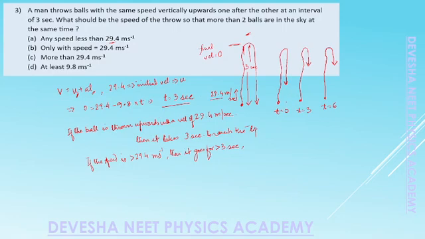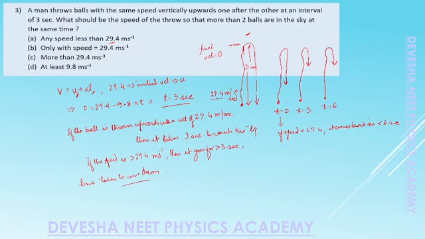Or rather, let's take this: if I'm throwing at less than 29.4, if the speed is less than 29.4, it means it comes back in less than 6 seconds, right? Now you might think that okay, we talked only about the speed of the ascent, right? What about the descent? When it is falling down, how much time will that take? So the time taken to come down will be the same thing.